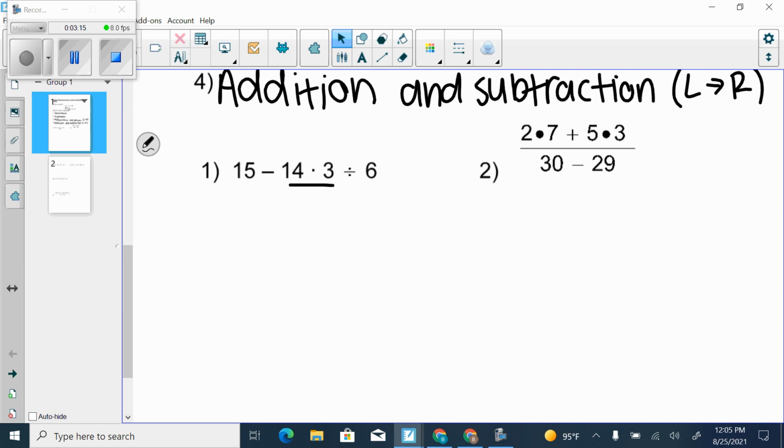Okay. So I'm going to just bring down my 15. What is negative 14 times 3? Negative 42. Very good. And we still have that divided by 6. Okay. And then what should I do? Right. 42 divided by 6 is... good. And then our last step would just be to... very good.